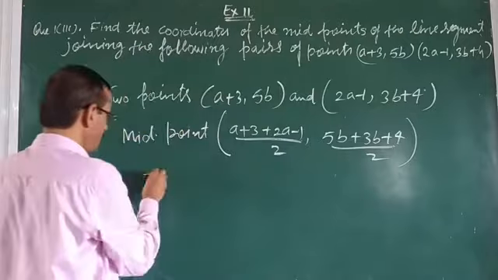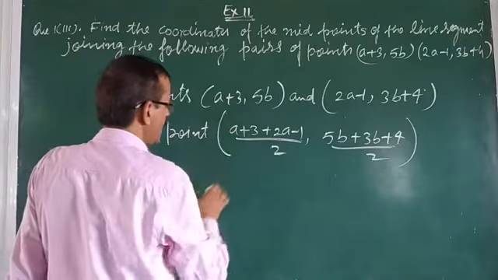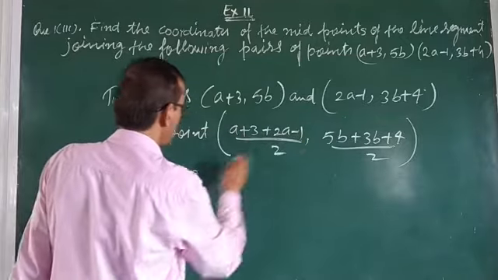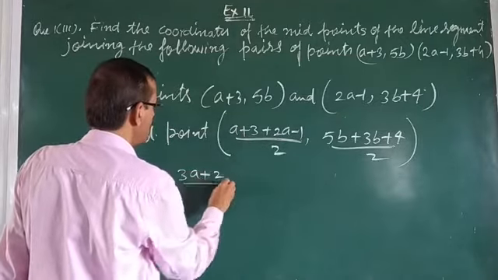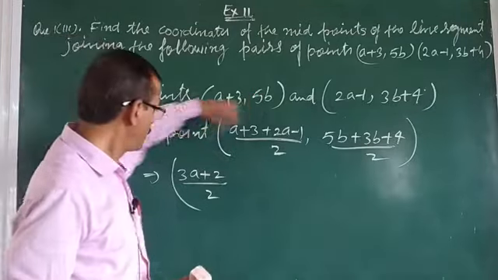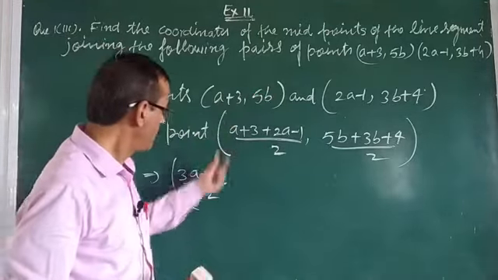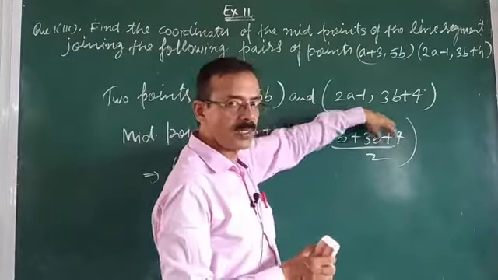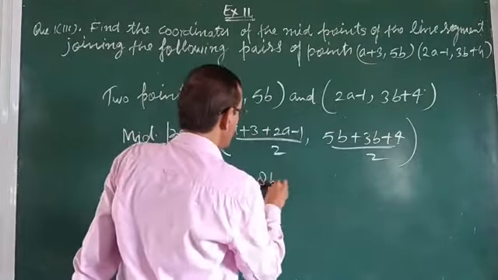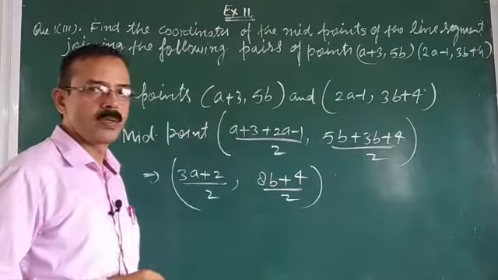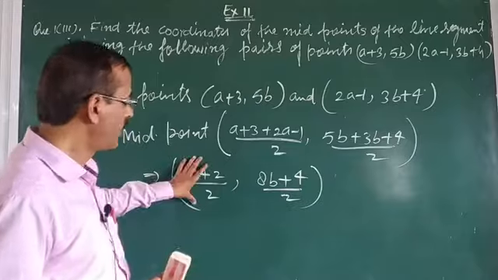Now simplify. What will this be? a plus 2a is 3a, and 3 minus 1 is plus 2, whole upon 2. So (3a plus 2) upon 2. Now 5b plus 3b is 8b, plus 4, upon 2. Yes, so this is your midpoint.